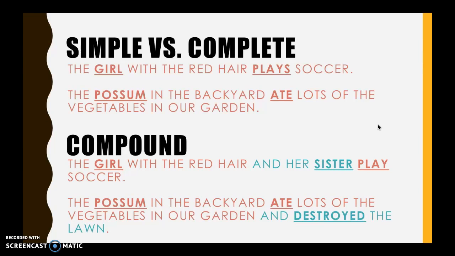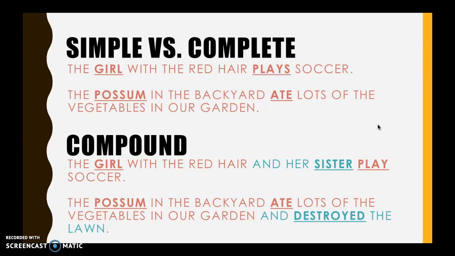When we talk instead about complete subjects and predicates, we're talking about the entire subject, the subject with all of its modifiers. So in the first sentence, the complete subject is the girl with the red hair. Simple subject is just girl. That's the noun that the sentence is really about. Likewise, the complete predicate is plays soccer. But again, the simple is just the verb plays.